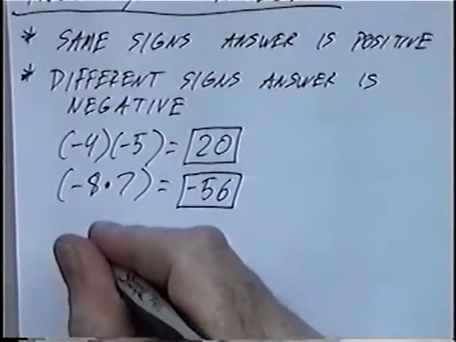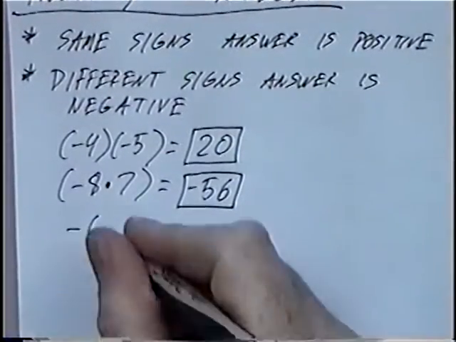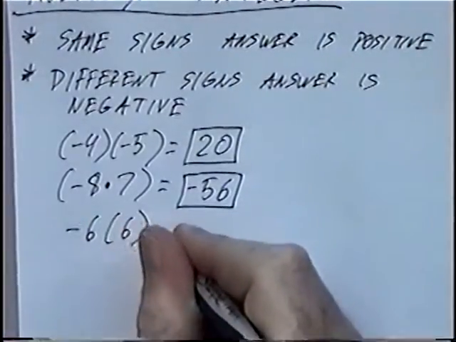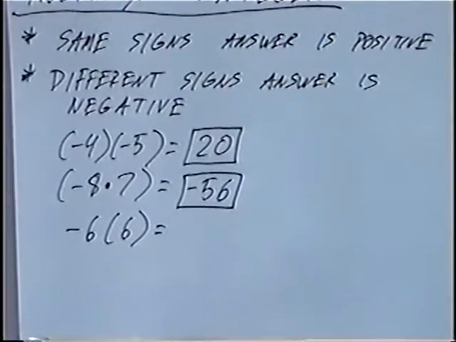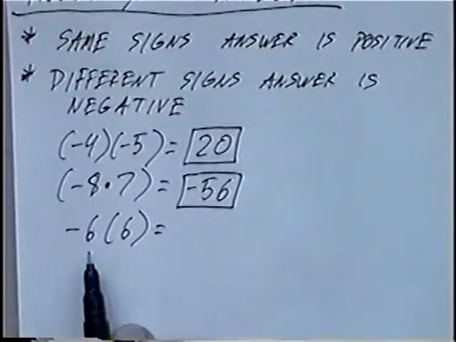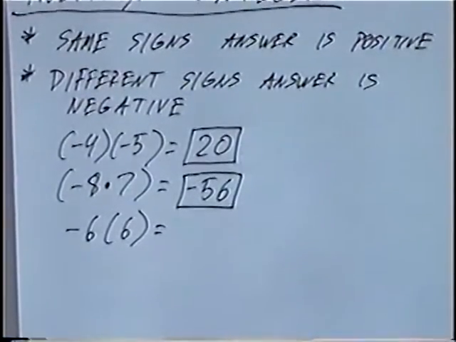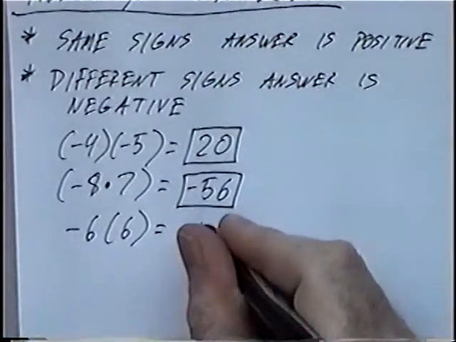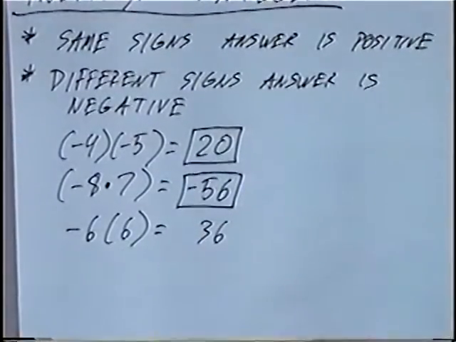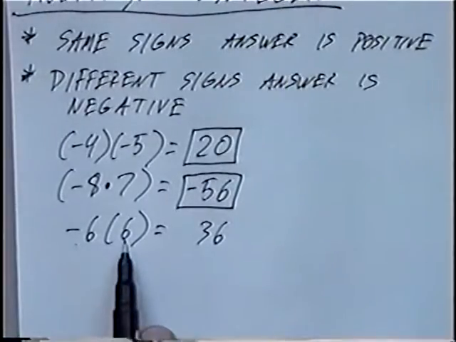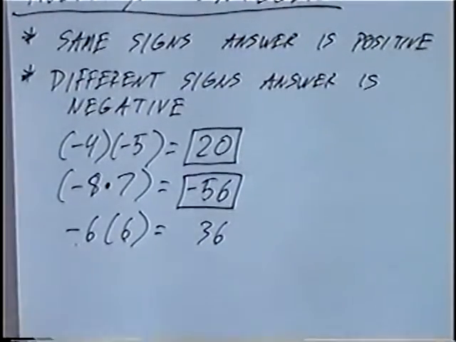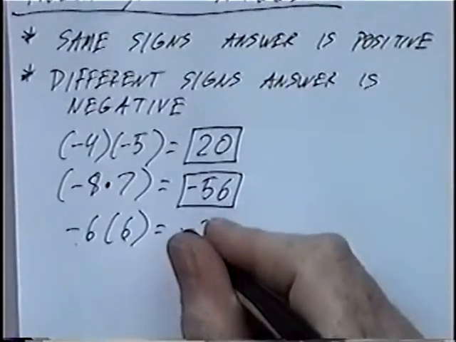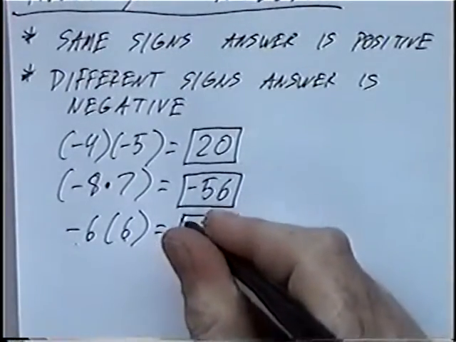Third question, -6, and in parentheses, 6. So we have -6 times 6. Multiplying 6 times 6 would be 36. Looking at the numbers, we have different signs, one negative, one positive. Different signs when you multiply, the answer is always negative. In this case, -36.